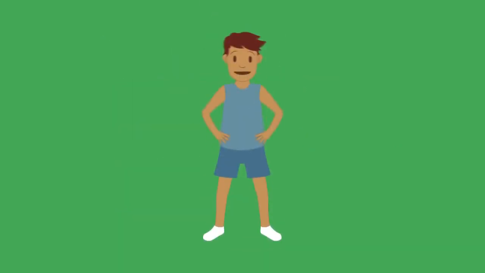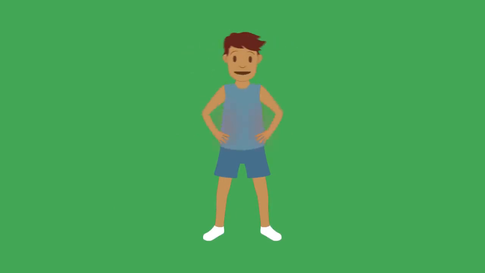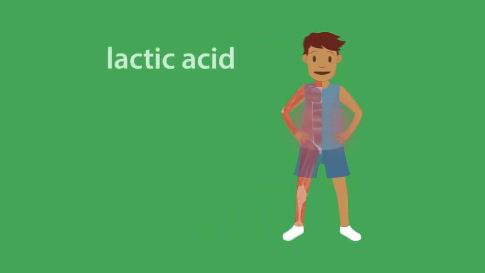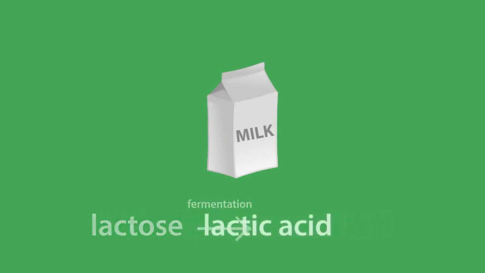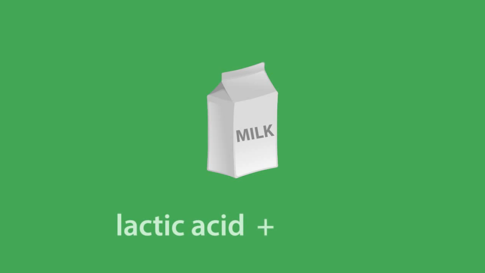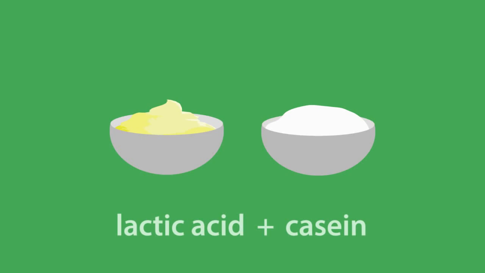If you exercised for an extended period of time, your muscles will begin to cramp. This cramping feeling is due to the presence of lactic acid produced by your muscle cells when there is insufficient oxygen. Milk contains lactose, and certain types of bacteria can ferment lactose into lactic acid. The lactic acid then reacts with a certain milk protein called casein. The combination of lactic acid and curdled casein gives yogurt and sour cream their texture and taste.